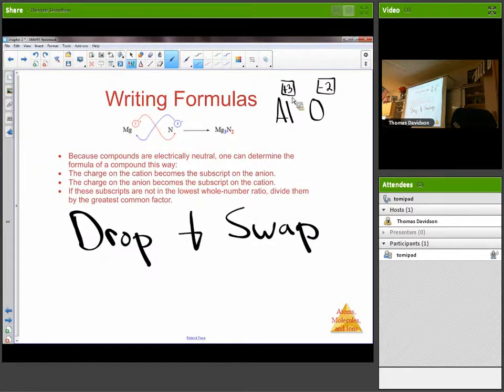Then the drop and swap says that the charge of aluminum becomes the subscript for oxygen, and the charge for oxygen becomes the subscript for aluminum. Now, we never write negatives down there because we can't have -2 aluminum atoms. That makes a negative sense. See what I did there? I'm full of them. All right, so we would say the formula for aluminum oxide is Al2O3.